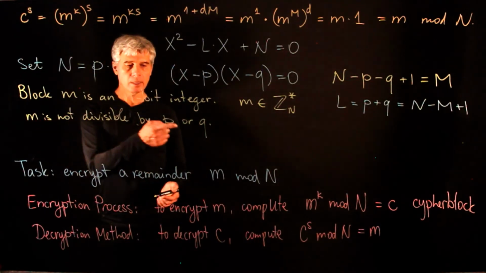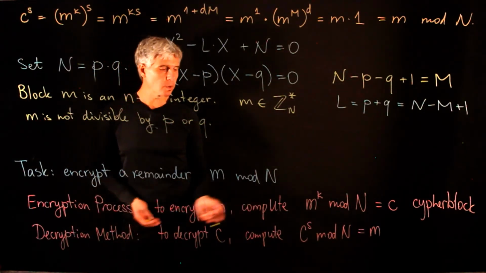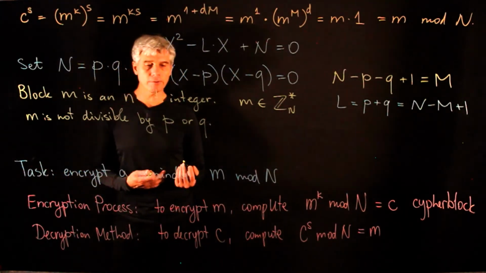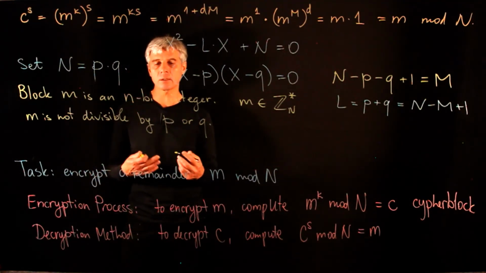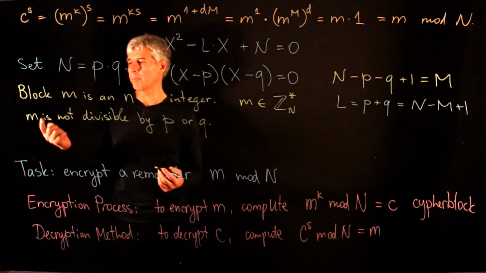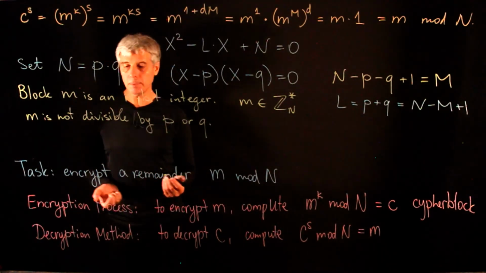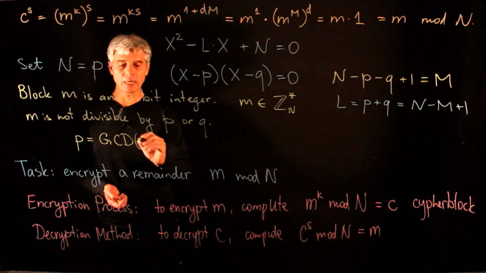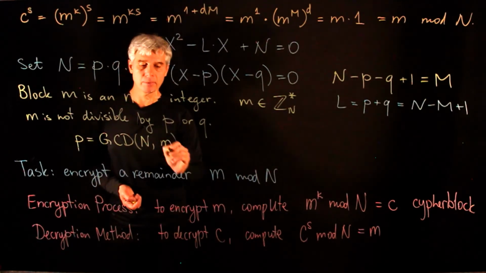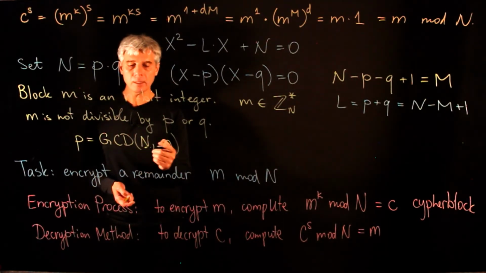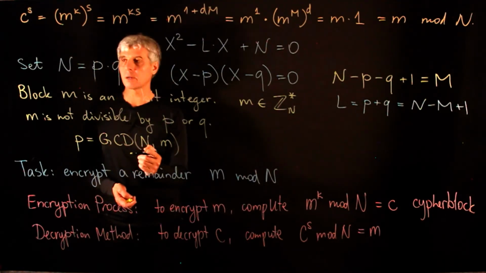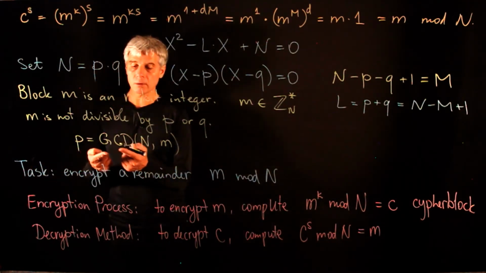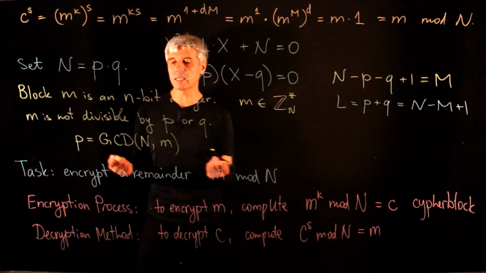So if m is divisible by p, then our method will fail. But here we observe that if we can achieve such an accidental failure, if we can generate a random block that's divisible by p, then we can determine p, because p will be the GCD of n and m, right? So if m is divisible by p, then the greatest common divisor of n and m will be p. And computing greatest common divisors, again, is easy using the Euclidean algorithm.